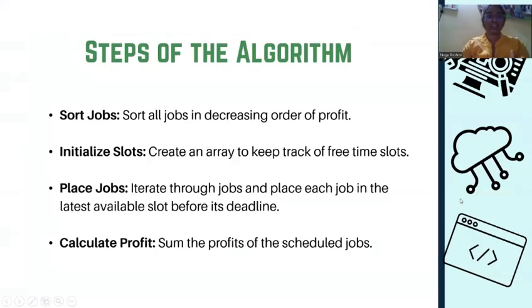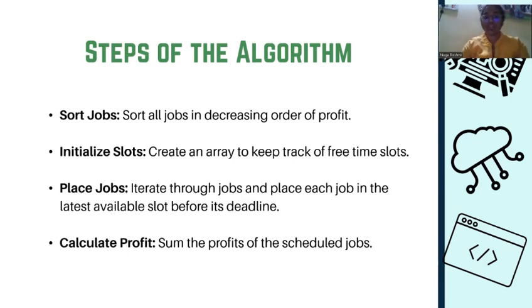Now, let us see the steps of solving the algorithm of job sequencing with deadlines. The first step is to sort the jobs. Sort all jobs in decreasing order of profit, that is, the jobs with the highest profit will be placed first, and the jobs with the least profit will be placed at the last. The second step is to initialize an array, where we'll be creating an array to keep track of free time slots. If there are three jobs, then we'll be creating an array of size 3.